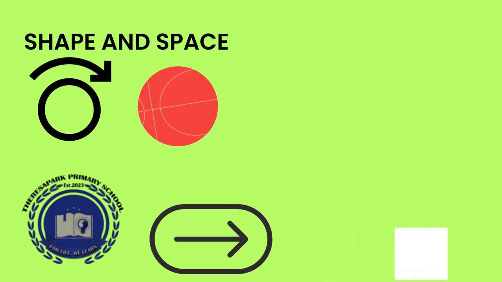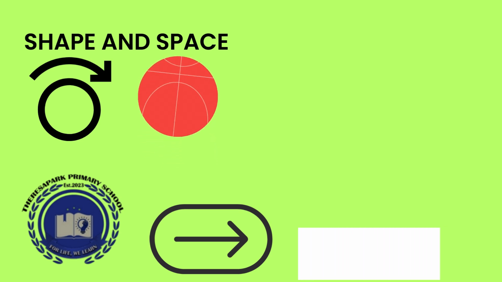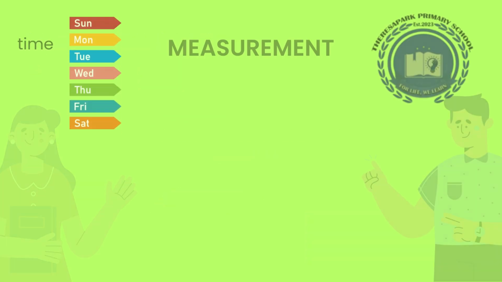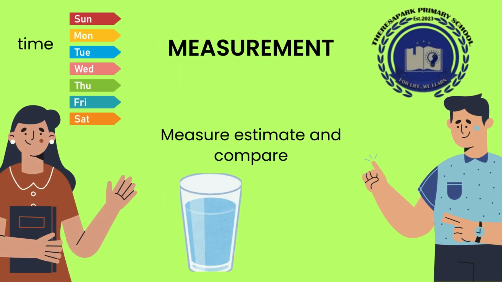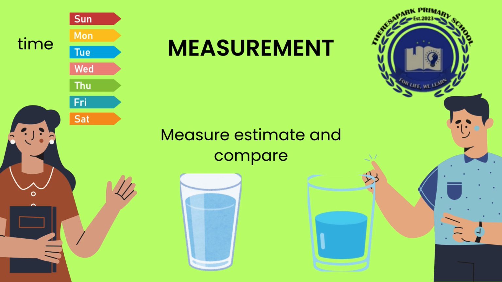In week 3, we'll be looking at the component measurement. Here the learners will measure, estimate, and compare volume. For example, water in bottles. The learners should be able to recognize which one is more, which one is less, which ones are equal. They'll also be assessed on time, and here they should focus on the days of the week and the months of the year. In week 5, the learners will be also assessed on the last component, which is data handling.